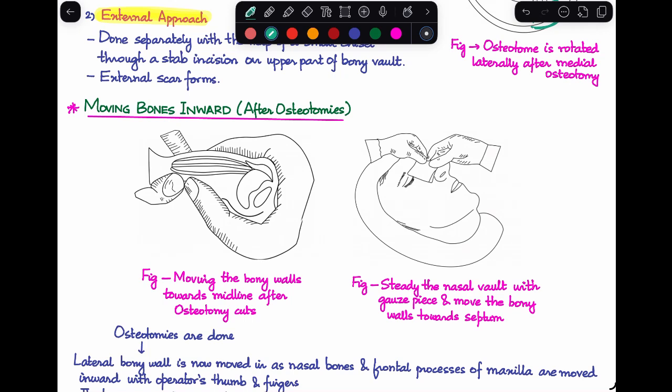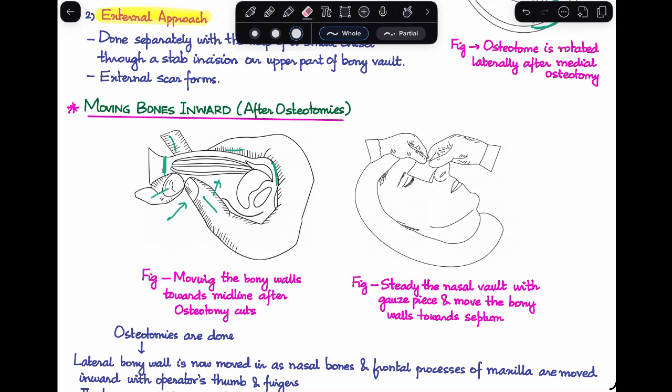If we look at the image over here, this is the root of the nose, this is the tip of the nose, and with the help of our 2 hands, we are going to move the lateral bony wall inwards, as the nasal bones and the frontal processes of the maxilla are moved with the help of our thumb and fingers. So we'll push them medially. The bones will also carry the upper lateral cartilages medially with them into proper position. And once you have done that, the bony lateral walls have been mobilized, and now they have a new position where we have placed them.